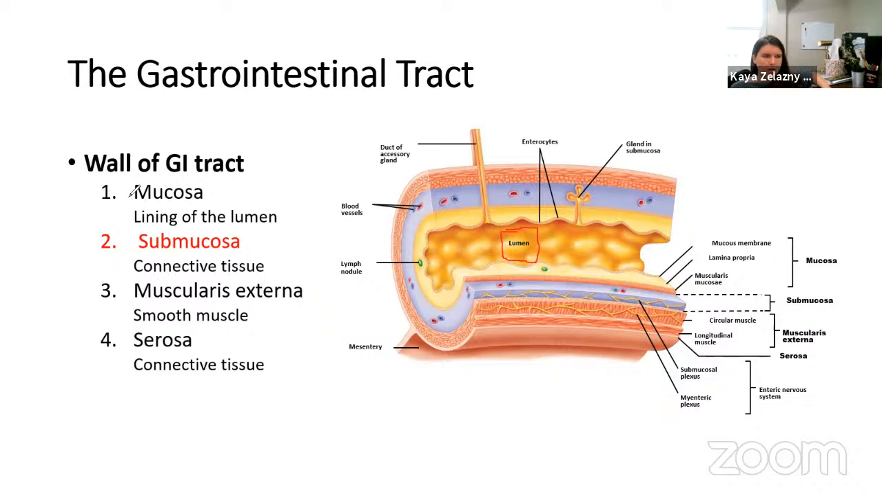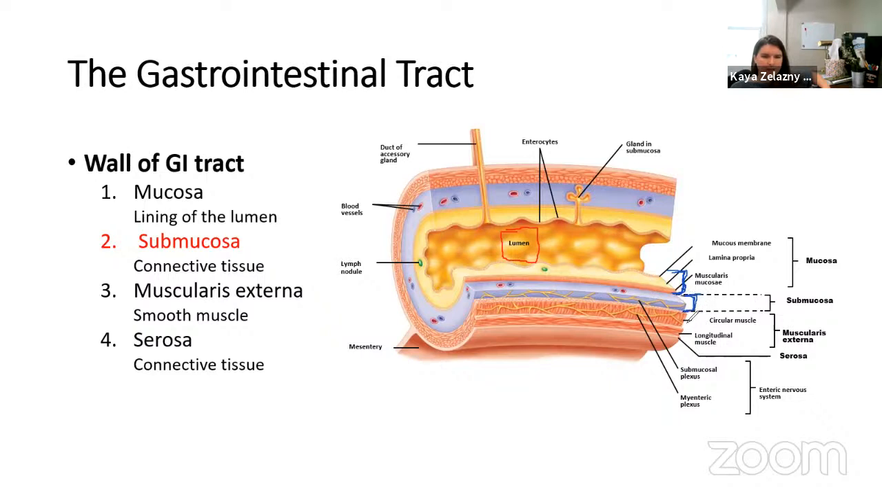In the wall of the GI tract, we start out with the lining of the lumen, which is called the mucosa. Here we have the mucosa, and it's going to have several parts, which I believe are going to be our next couple of slides. So we won't talk about them yet, but the mucosa is going to have its own sublayers. But outside the mucosa, we're then going to have a layer of connective tissue called the submucosa. This purple part is the submucosa.